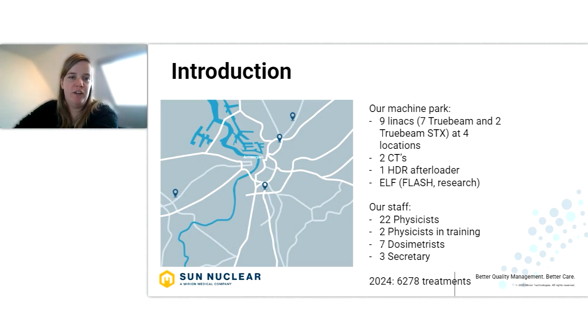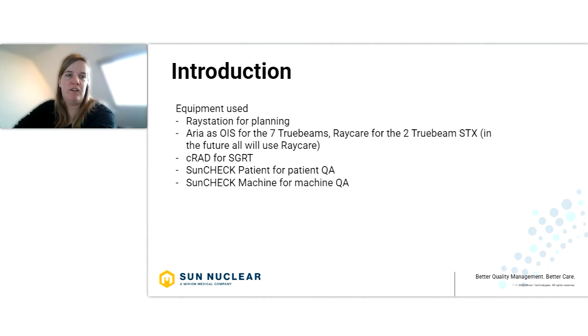stereotactic machines. We have 2 CTs, 1 afterloader for Brachy, and 1 FLASH research machine. And to make all this happen, we have 22 physicists, 2 physicists in training, 7 dosimetrists, and 3 secretaries who help us in getting everything organized. In 2024, we did over 6,000 treatments, so quite a lot.